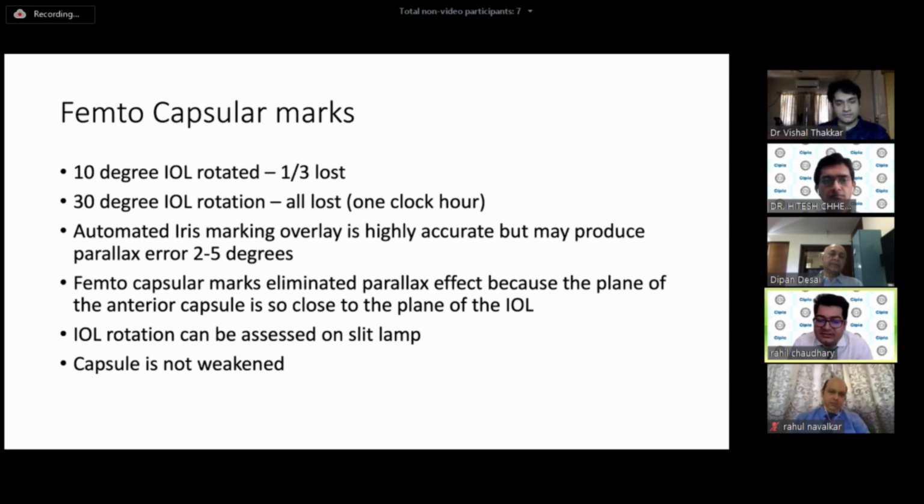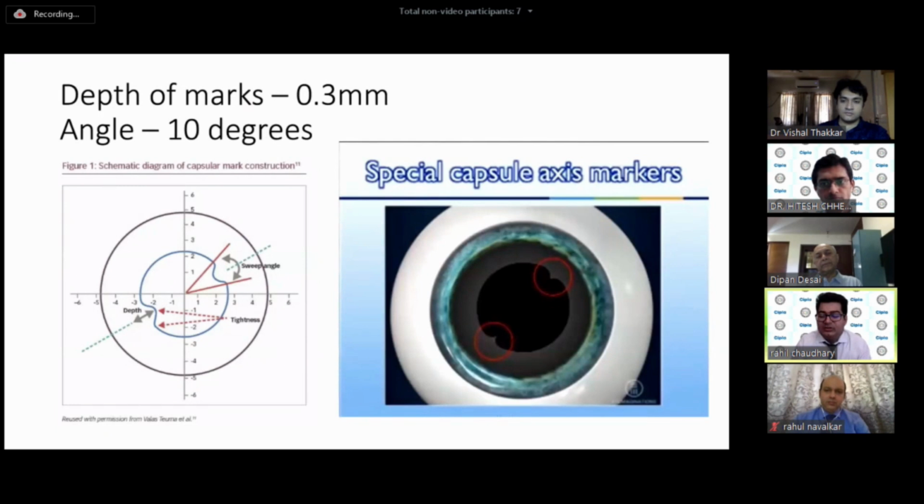One of the reasons people were not adopting it was that they feared the capsule is weakened by a different kind of marking system. Now we also have studies which clearly state that the capsule is not weakened. Here is a diagrammatic and an animated representation of how these marks look. The depth of these marks is usually 0.3 millimeters, and the sweep angle is usually kept at 10 degrees.